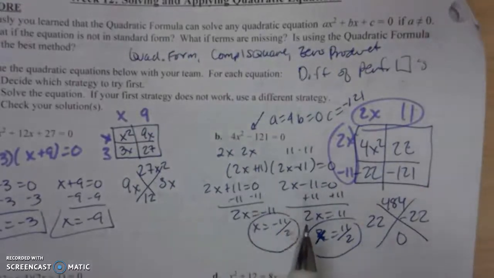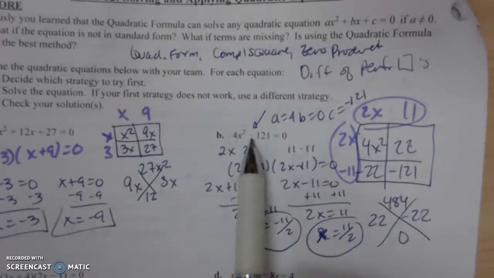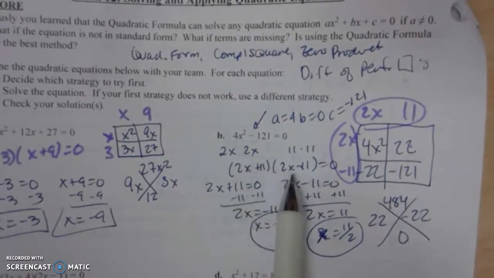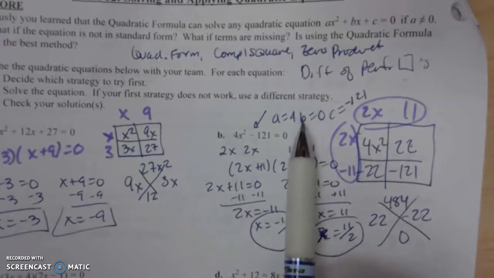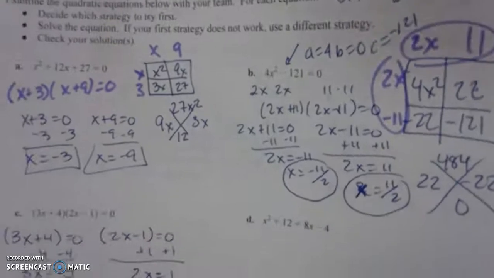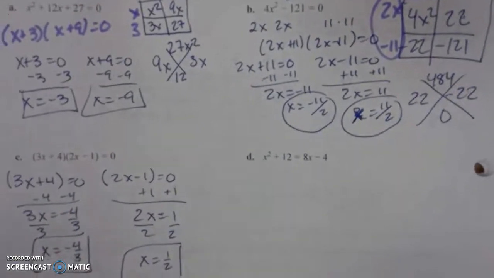But I'm showing you that if you can recognize this, it is much faster, just breaking it up into 2x plus 11 and 2x minus 11. We'll practice the quadratic formula when we get down to the bottom. Let's go to part D.